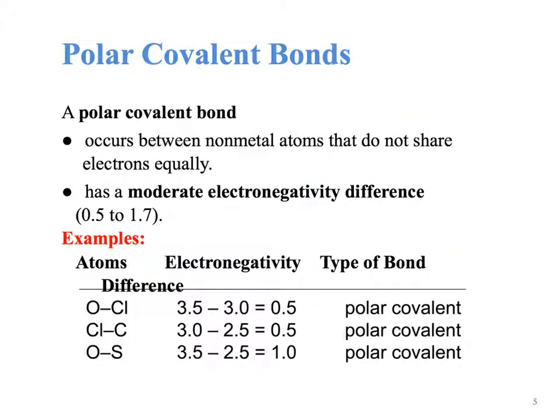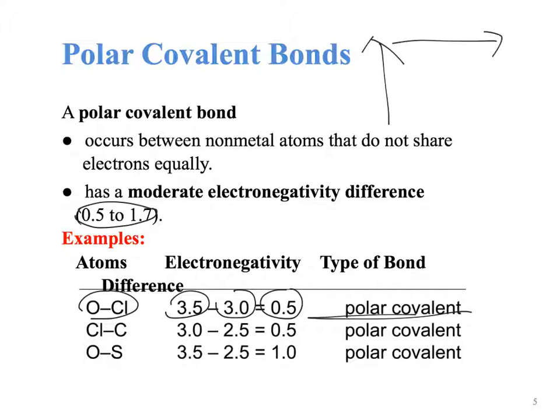The other type of bond is the polar covalent, and that is when the difference in electronegativity falls between 0.5 and 1.7. For example, oxygen and chlorine. 3.5 minus 3, that gives you 0.5, that is polar covalent. You don't have to worry about memorizing the values of the electronegativity. You just have to memorize the trend. Increases in this direction and this direction in the periodic table.